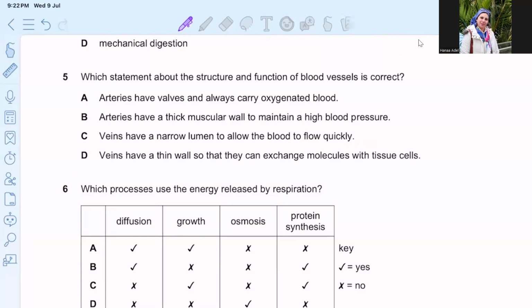So, again, arteries have valves. No, we can find the valves in veins. Arteries have a thick muscular wall to maintain a high blood pressure. Yes, but we have to continue reading the other choices. Veins have a narrow lumen. No, they have a wide lumen. Veins have a thin wall, yes, so they can exchange the molecules with the tissue cells. No, it couldn't exchange it. The exchange function is related to blood capillaries. So the correct answer here is B.